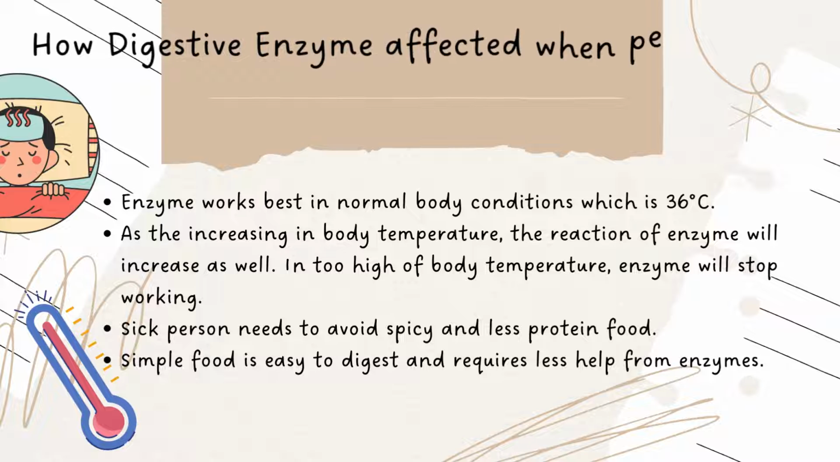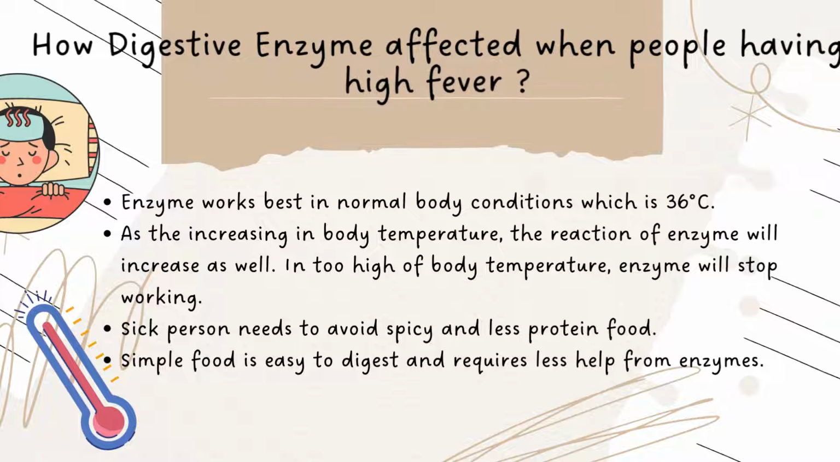Let's continue on how digestive enzymes are affected when people have a high fever. We all know that enzymes work best in normal body conditions, which is 36 degrees Celsius. As body temperature increases, the reaction of enzymes will increase as well. At too high a body temperature, enzymes will stop working. That is why a high fever can disrupt body function. So, during fever, enzymes will be reduced.